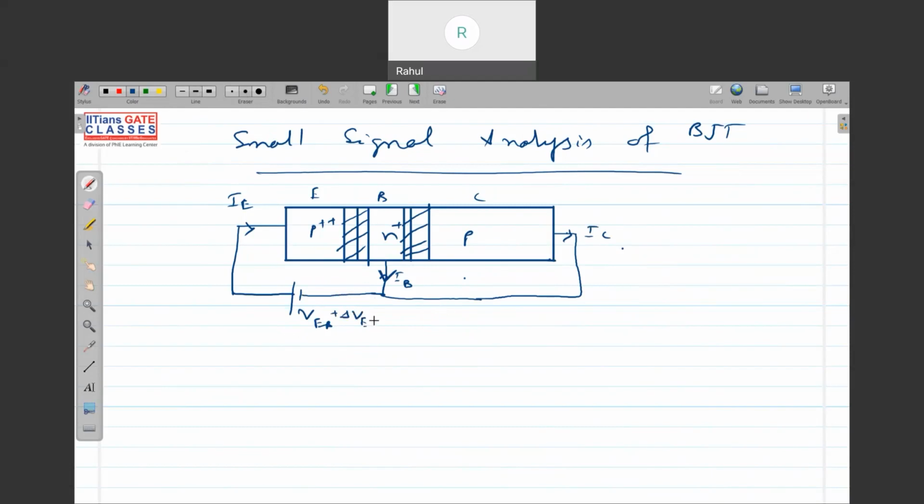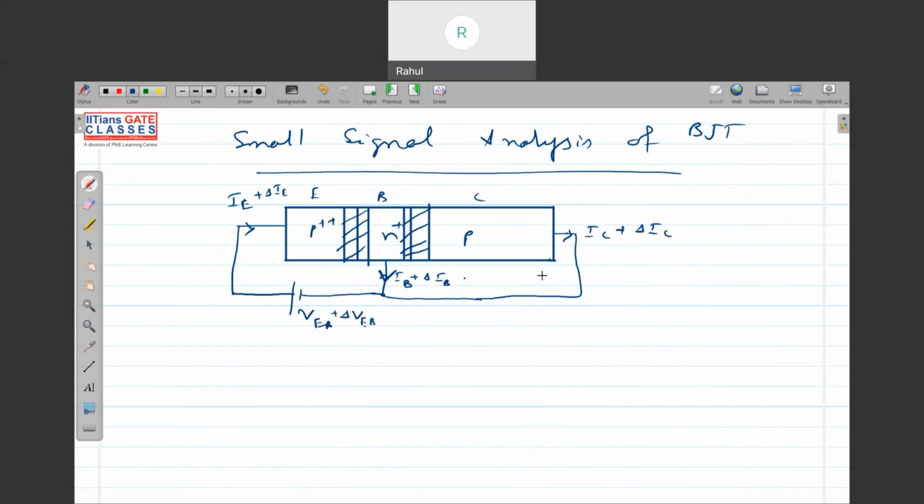I give a small increment in VEB. Then definitely, since my emitter to base bias is changed, there will be a change in emitter current. Right, a small change in emitter current, and also there should be a change in base current, and there is a change in collector current, IC plus del IC. So if you change the emitter to base junction by a little amount, there will be a change in current in the emitter, base and collector.